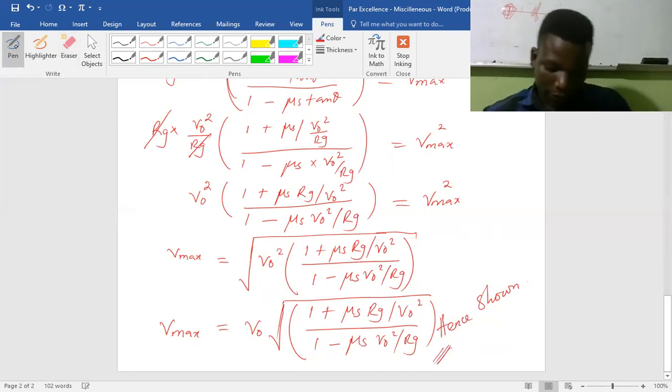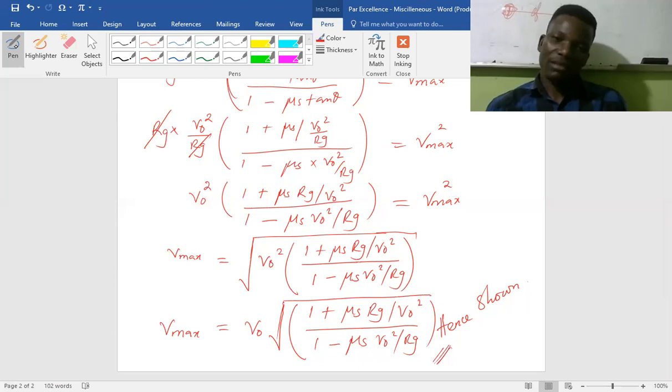Okay, so in the next video, I'll be showing you how to get a minimum velocity. Otherwise, it's not difficult. All you need to know is about the direction of the friction force. Where is the friction force? That is where you need to note when getting the minimum velocity. So in the next video, it will be the continuation. From here, we'll continue to derive the equation for minimum velocity.